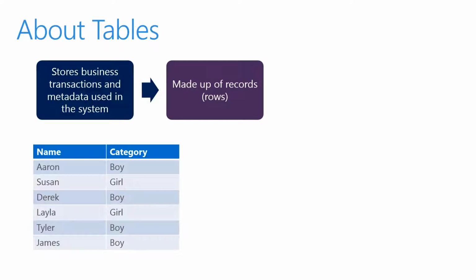Collectively, tables are stored in a database and work together to receive data and deliver data to the end user and outputs such as forms and reports. Tables can also contain metadata, which is not business data but rather configuration data such as system settings.